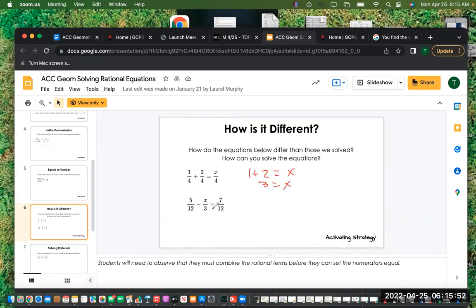On this next one, they don't all have the same denominator. So I have to multiply by a common factor to make the denominators all the same. So this would be 5 minus 4x equals 7. And then I could solve. So I would subtract 5, and this gives me -4x equals 2. Divide by -4. So x would equal -1/2.